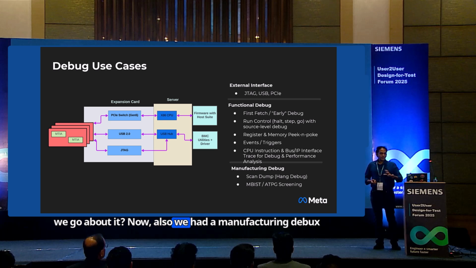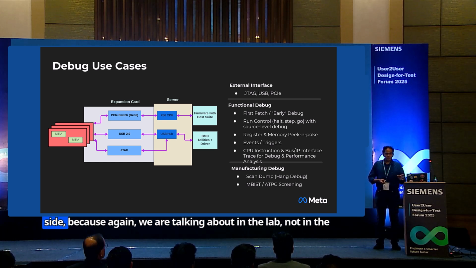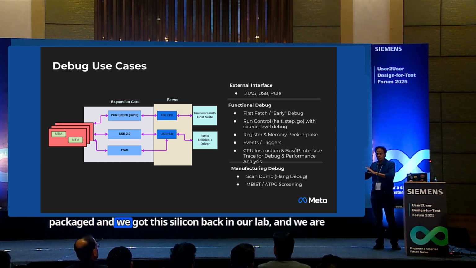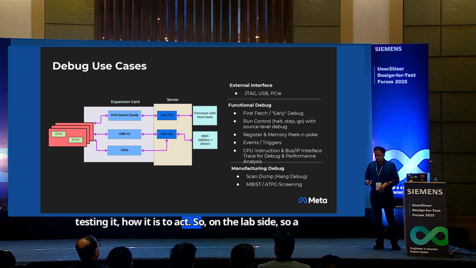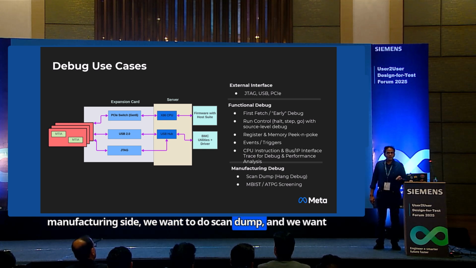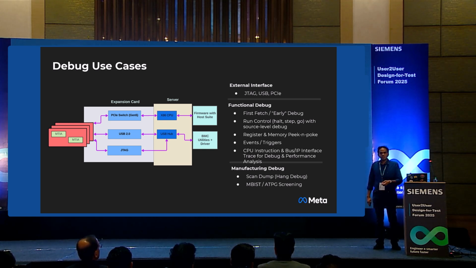Now, we also had a manufacturing debug side. Again, we are talking about in the lab, not in the ATE. In the lab, the ATE test is already done, packaged, and we got the silicon back in our lab, and we are testing how it is doing. So on the manufacturing side, we want to do scan dump, and we want to do in-system MBIST and ADPG.